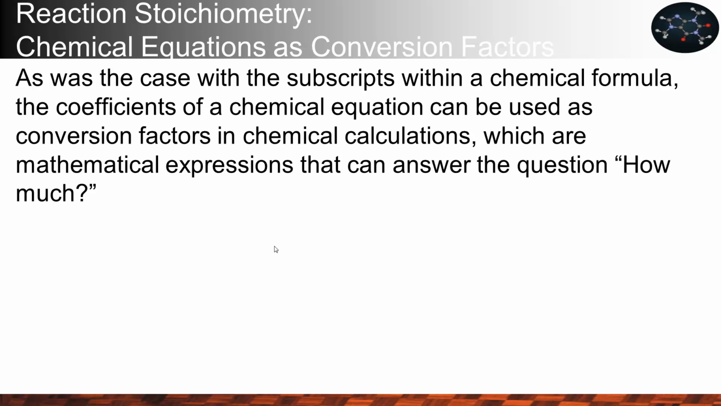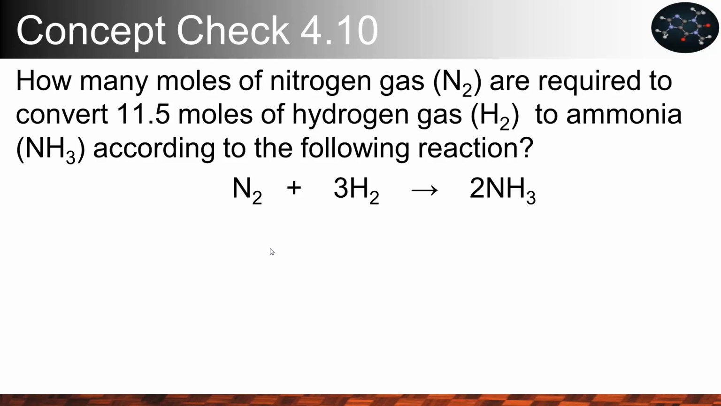So we can answer how much questions exactly the same way as we did with the previous problems where we worked out how many atoms or how many grams of a certain type of atom are present in a compound. So let's look at this. I have this Haber process, which is nitrogen and hydrogen making ammonia, NH3. It has a common name of ammonia. We've balanced it for you already. We have 11.5 moles of hydrogen gas.